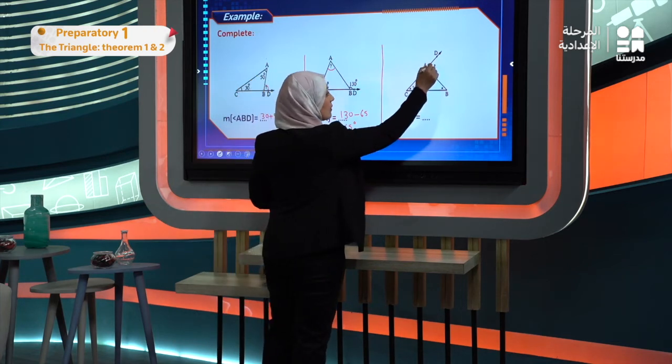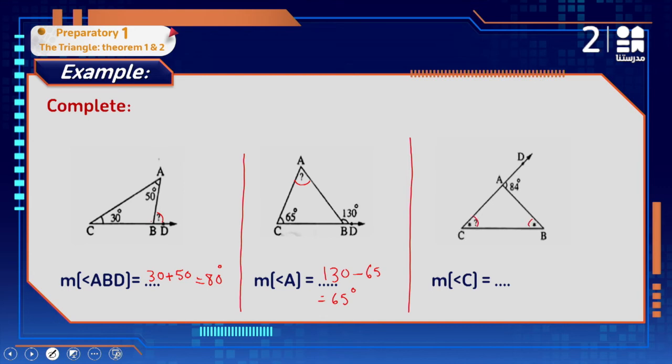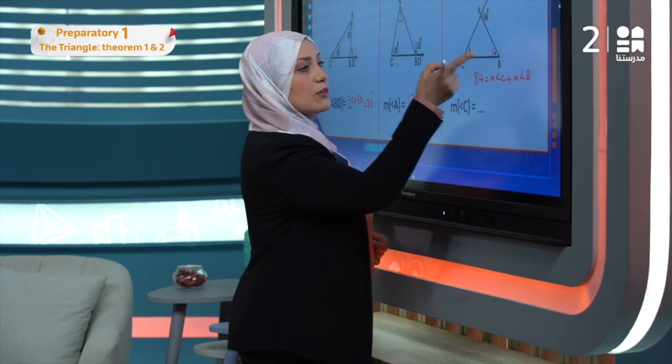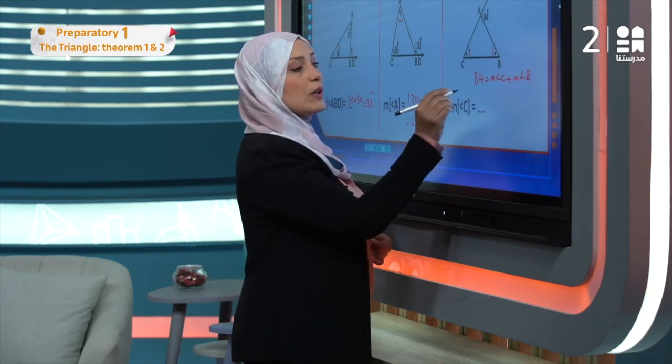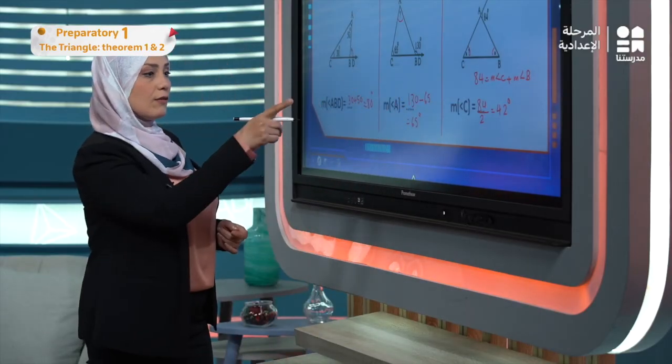The third one. Okay, the exterior angle is 84. And here we have the same point, that means they are equal in measure. So 84 equals the sum of C plus B, the measurement of angle C plus the measurement of angle B. And as you can see here, they are equal, so we need to divide this 84 by 2, which is 42 degrees. So the measurement of C is 42 degrees.